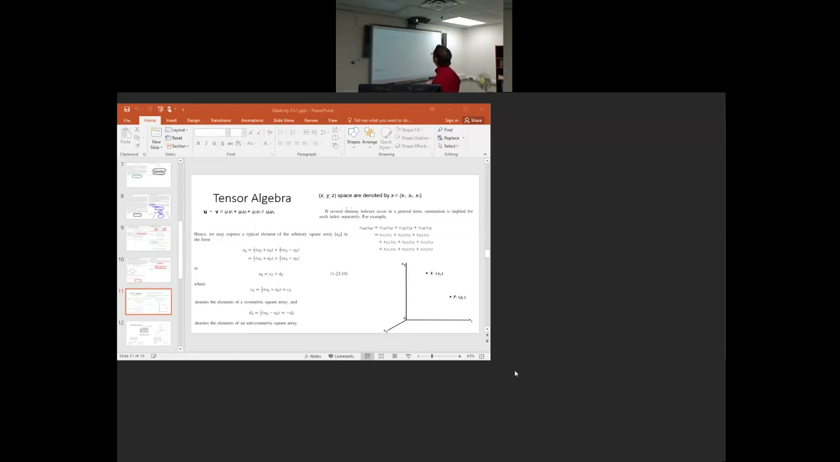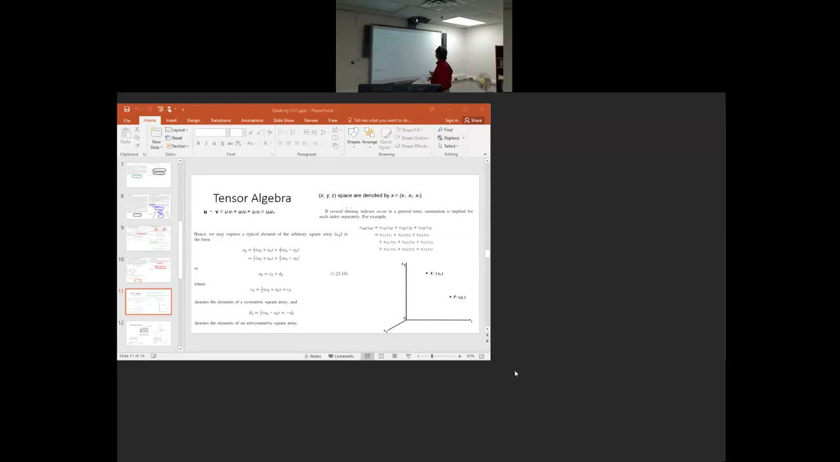So the dot product that we described already before, we know it is the summation of the products of the components, first, second, and third. And in this case, instead of x, y, z, we are going to use x1, x2, x3. So x1 is x, x2 is y, x3 is z.